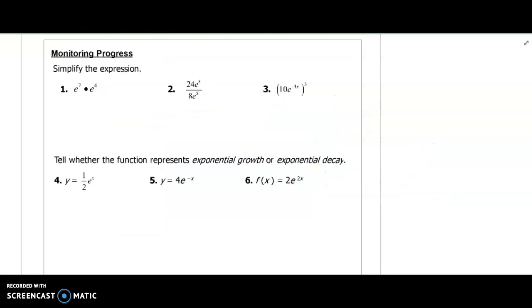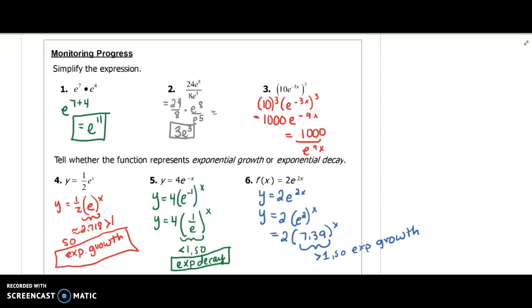Because this section's so short, guys, and it's so important, I highly suggest you do these monitoring progress problems. So go ahead and pause this video and work them out. It shouldn't take you more than 2 or 3 minutes to get all 6 of these done, and then you can check your answers against mine. All right, guys, so this is what you should have gotten for your monitoring progress problems.